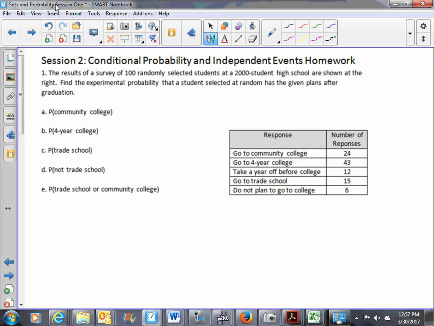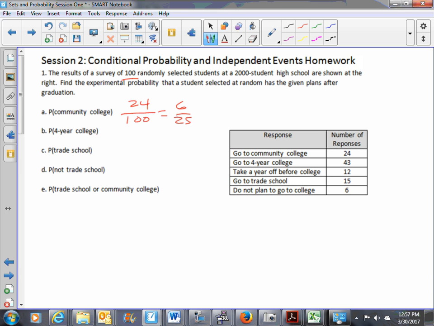Well, there's 24 students who are going to go to community college, put that on top, and there's 100 randomly selected students, so we would put a 100 on the bottom, and that would reduce to 6 over 25, 0.24 or 24%.